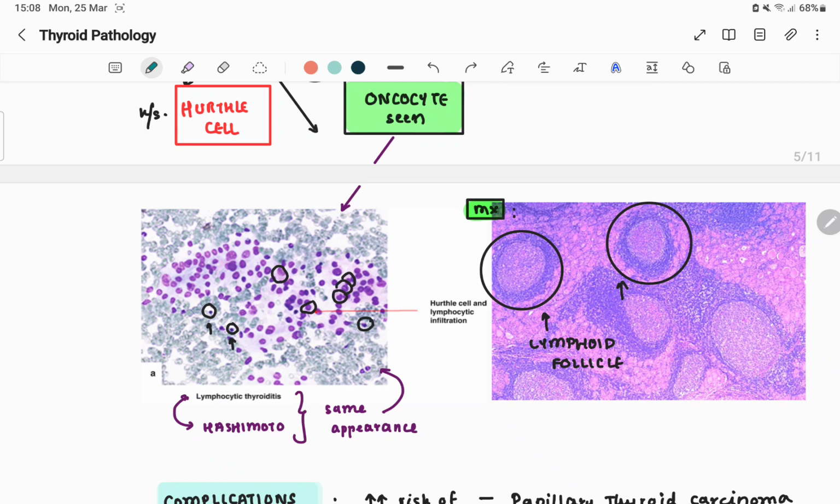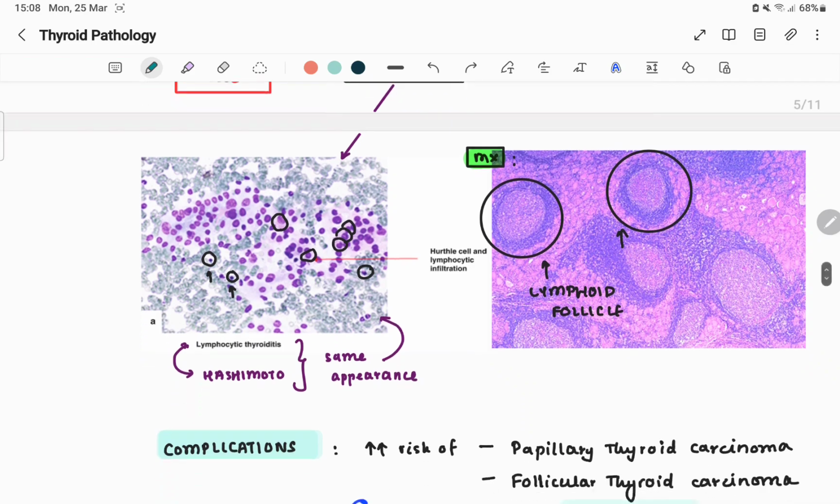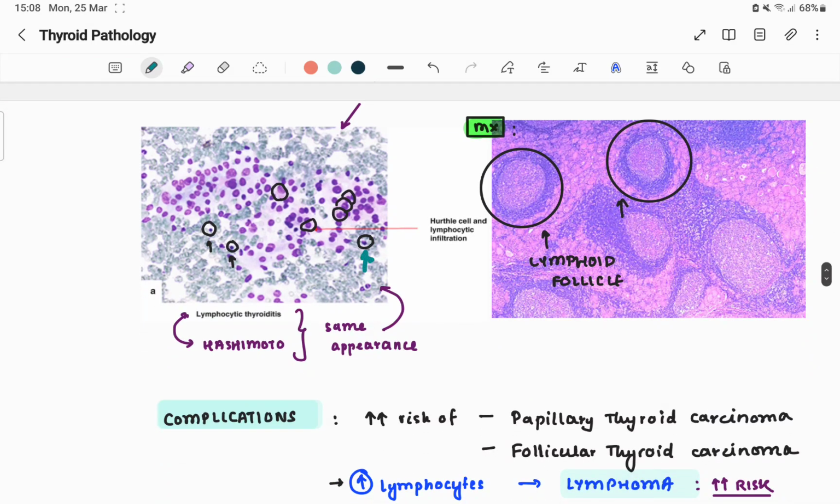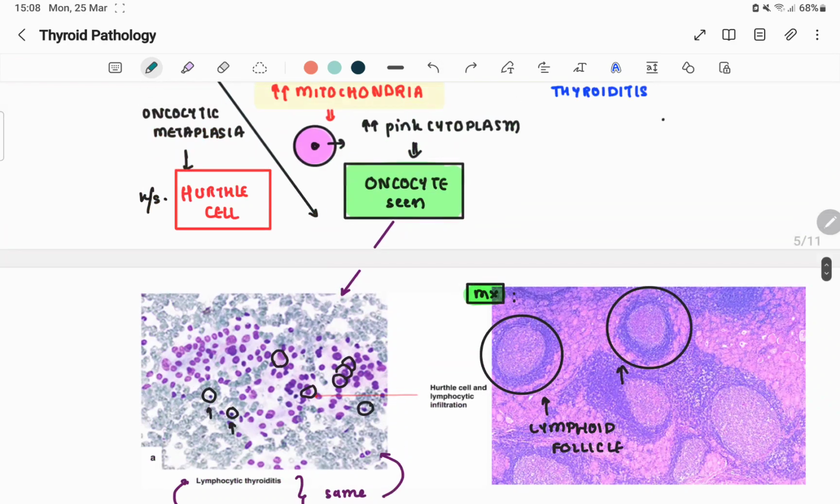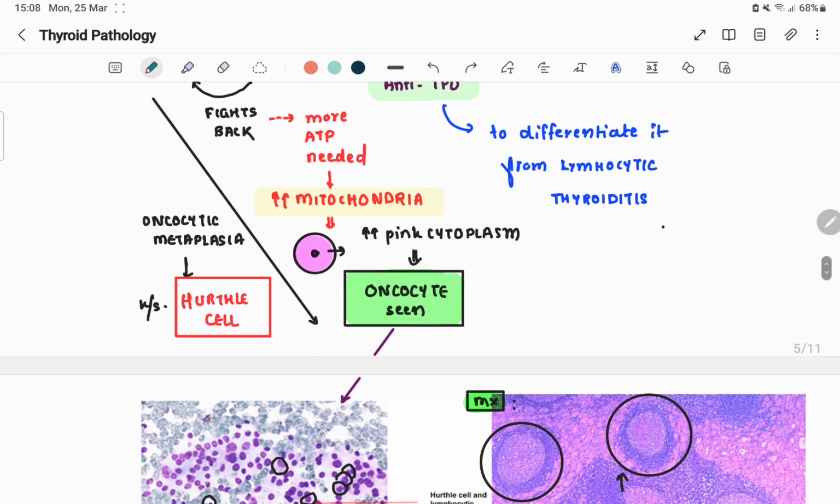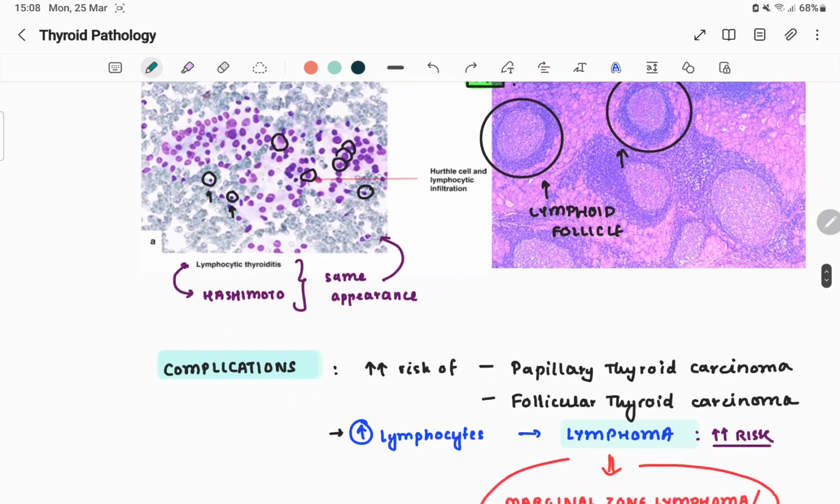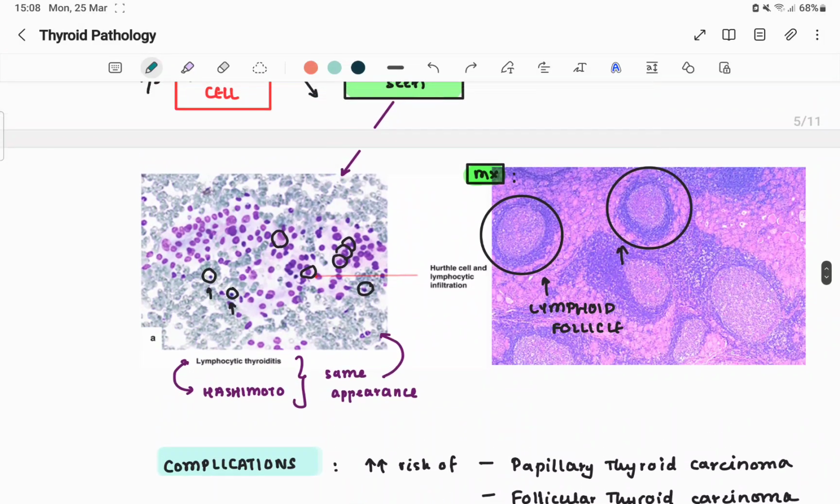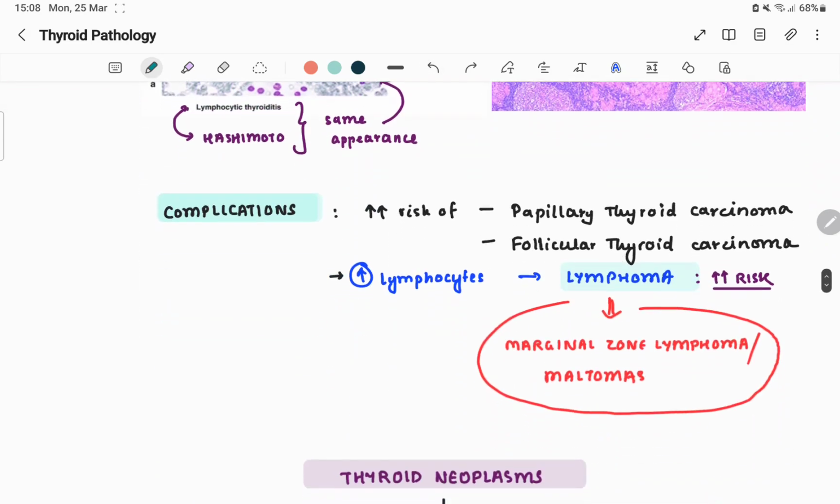Hashimoto thyroiditis FNAC finding. So you will see your oncocytes. These pink ones are your oncocytes. And this oncocytic metaplasia, that is metaplasia to oncocytes, is known as Hurthle cells. So Hurthle cells are basically an oncocytic metaplasia. These are your pink cells, your oncocytes. Complications: Hashimoto's may lead to papillary thyroid carcinoma or follicular thyroid carcinoma.